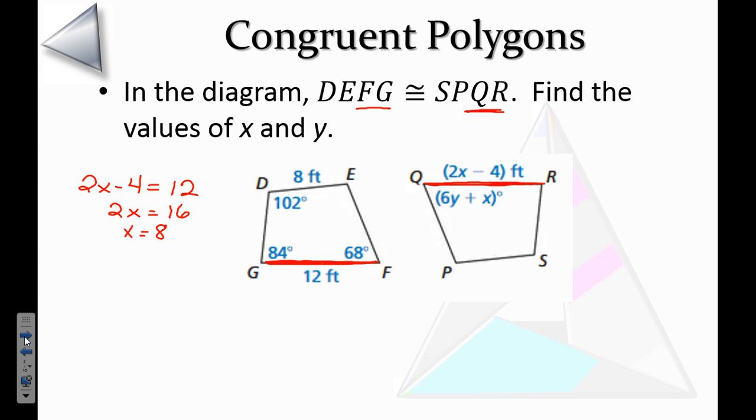Now we're trying to find y. Y is down here, 6y plus x. That's the measure of angle Q. Angle Q will be equal to what? F. How much does F measure? 68.